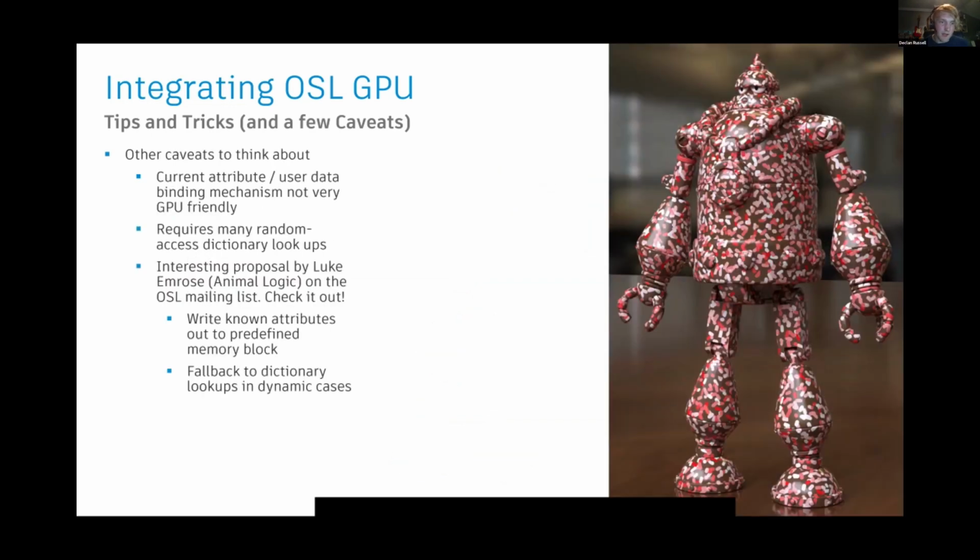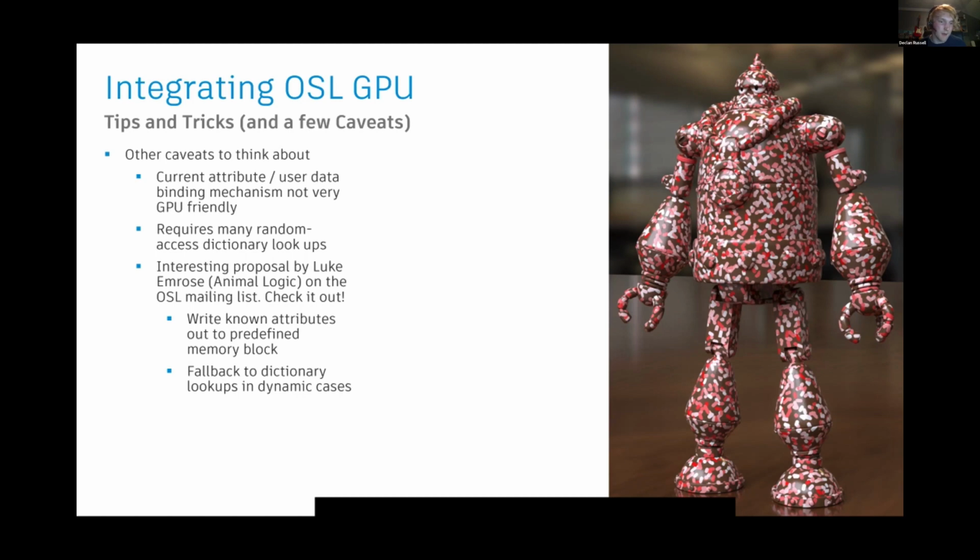Some other caveats that are still open problems: the current attribute and user data binding mechanism isn't very GPU friendly. It's very flexible in OSL, but there's a lot of performance that could be improved, because at the moment it pretty much just requires a lot of dictionary lookups and a lot of random memory accesses, and this is the same on the GPU.